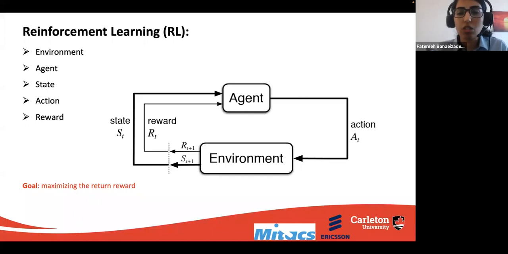This figure shows how reinforcement learning works. For example, as I said, we have an agent. This agent interacts with the environment by taking one action, and then after taking the action, it goes to the next position, and it will get a reward from the environment. This process continues until the agent gets proper knowledge of the whole environment. The main goal for reinforcement learning here is to maximize the return reward.